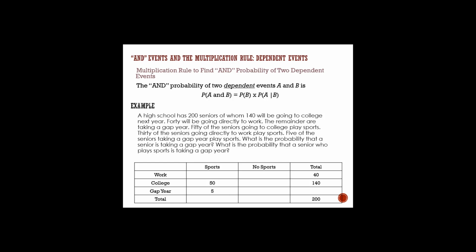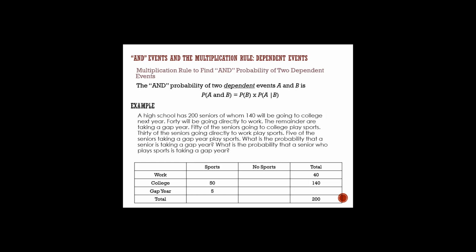I'll give you an example. A high school has 200 seniors and 140 of them will be going to college next year. I've put the numbers on your chart for you. 40 are going directly to work. The remainder are taking a year off. 50 of them are going to college to play sports, and 30 of them are going directly to work. 30 that are going directly to work play sports. So those are the ones that play sports.